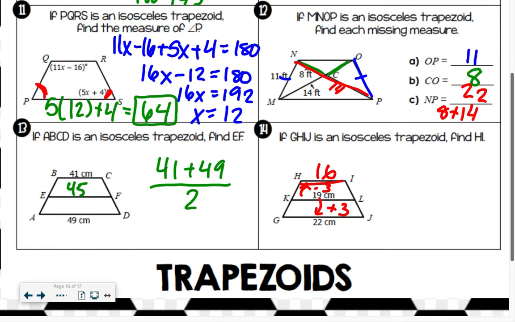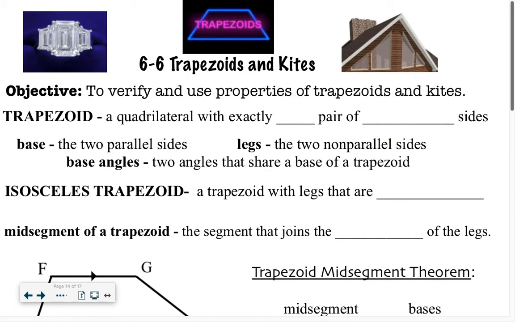Are we only doing 6.6? Okay, 6.6 in your notes should look like this. Quick recap. A trapezoid has exactly one pair of what kind of sides? Parallel. Only one pair of parallel sides.